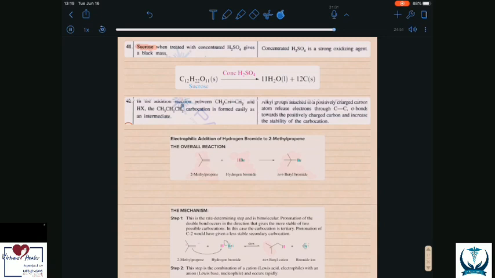Here notice that the oxidation state of carbon is not going to the maximum of +4, rather it remains the same. Therefore, the action here is not oxidation but dehydration.